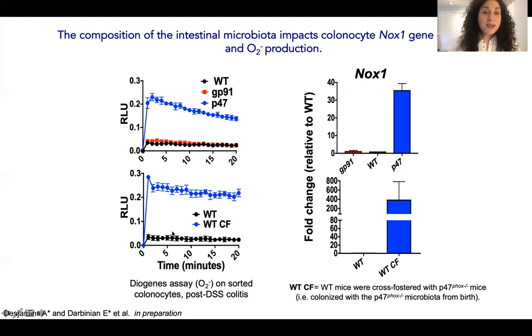And what we see is similar to the above experiment: the wild-type mice that are colonized with the P47 microbiome, well, their colonic epithelial cells also produce a lot more superoxide. And similarly, when we looked at gene expression, we see that those same colonocytes have a tremendous increase in NOX1 gene expression.